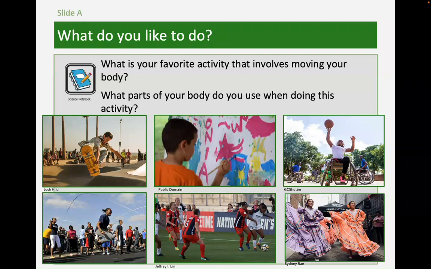So if we look at a soccer player, we're using our feet. With wheelchair basketball, somebody's using their arm to move the wheelchair or throw the ball. Skateboarding, using the hands and the feet. So just think of your activity and think about what you would use there.